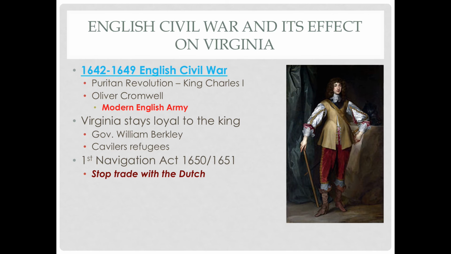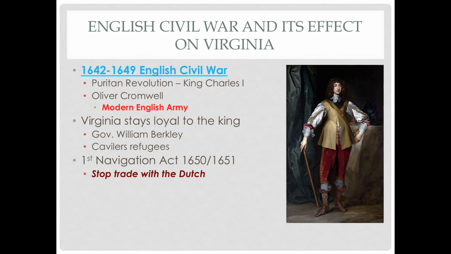This is where it begins. The modern English army. It's the Puritan army that creates this. A standing army, a professional army is going to emerge out of this war, and the Puritans are the ones who are going to develop it. How does this affect the colonies? Well, we'll start with Virginia.